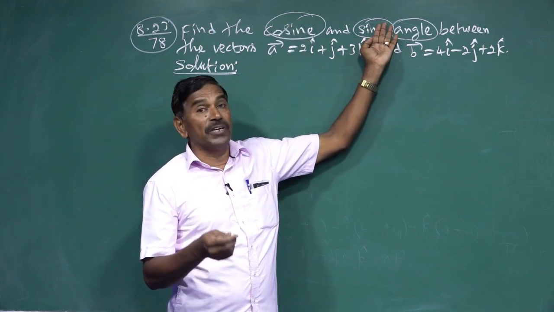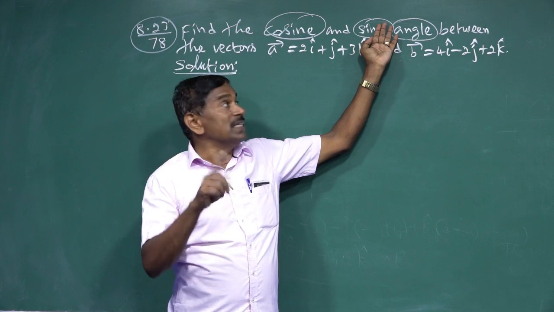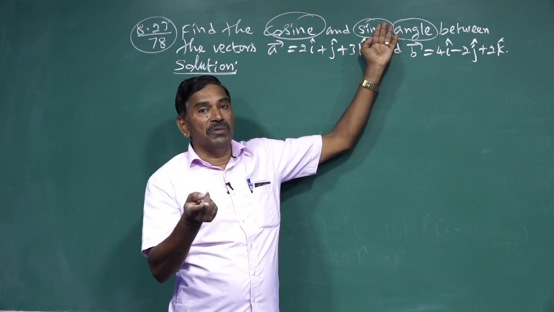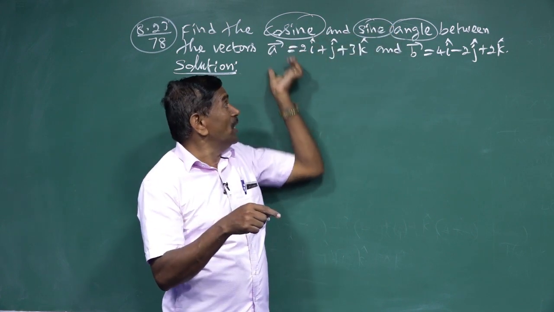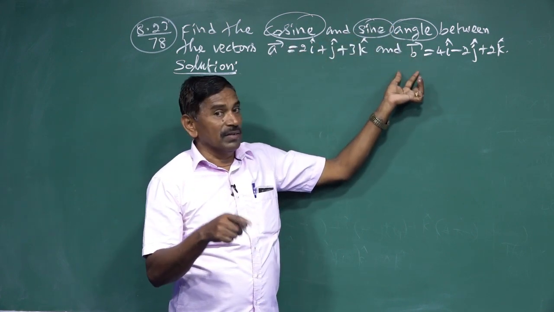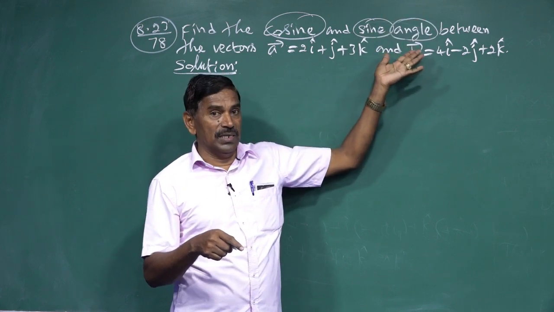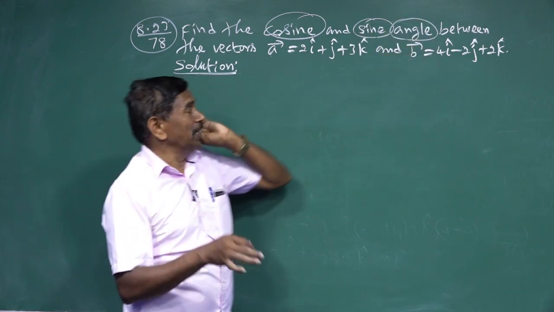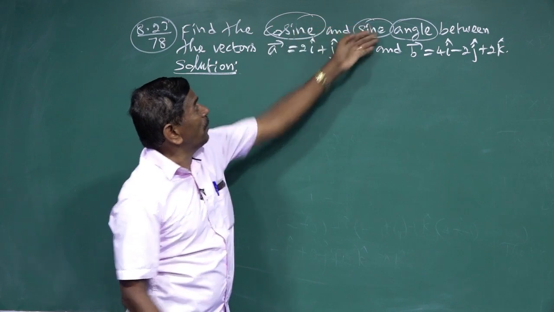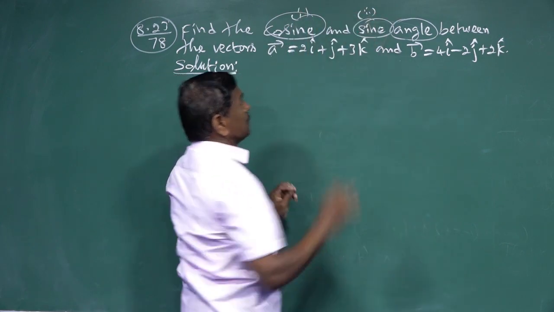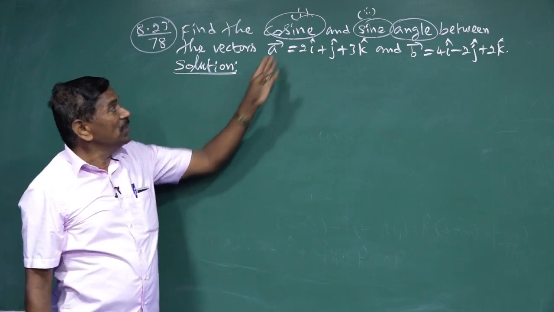Can you tell me formula for sine theta? Sine theta is equal to modulus A vector cross B vector divided by modulus A vector into modulus B vector. That means sine theta equal to total modulus by separate modulus. Okay, formulas ready. Now part 1, part 2. There are two questions.